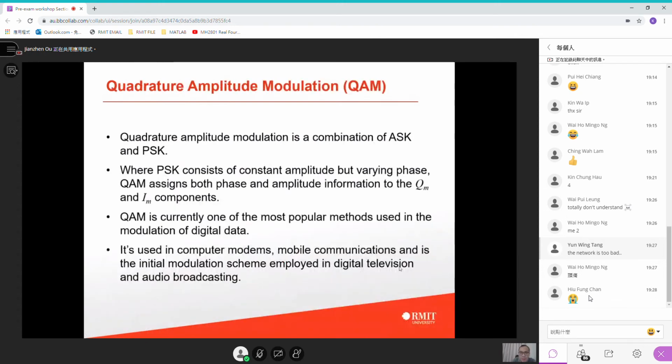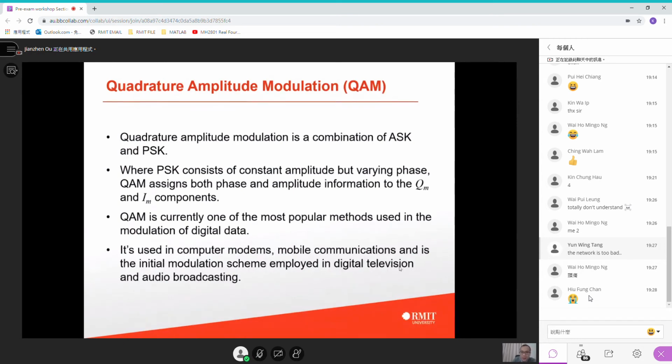For QAM, it's a mixture of ASK and PSK. So you modulate the phase, and you also modulate the amplitude. That makes it very difficult. But the more complicated it is, the more widely it is used nowadays, unfortunately. It's used in computer modems, mobile communications, digital television, and audio broadcasting.